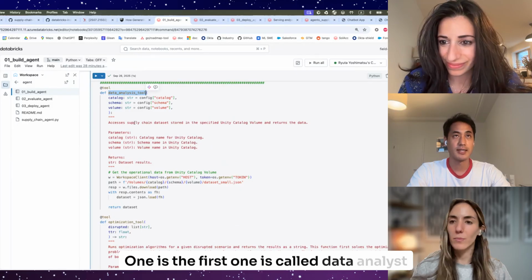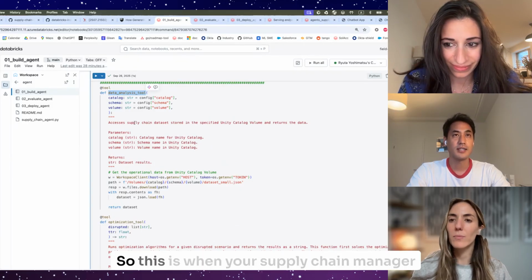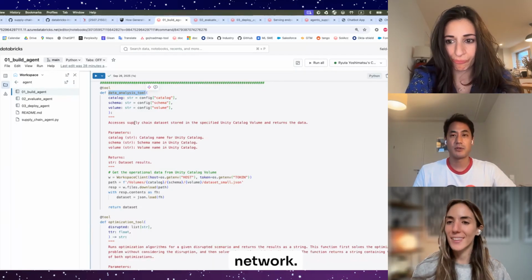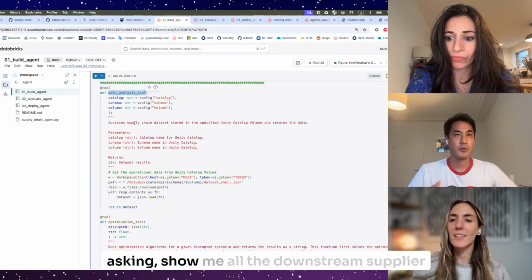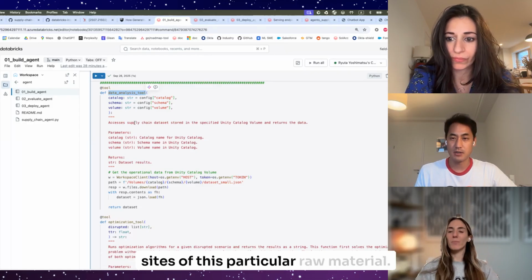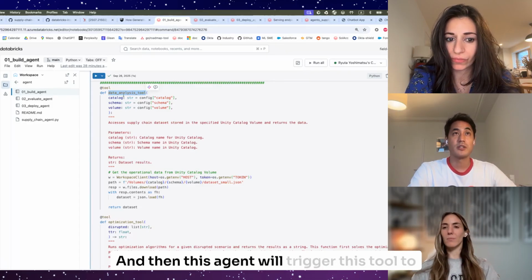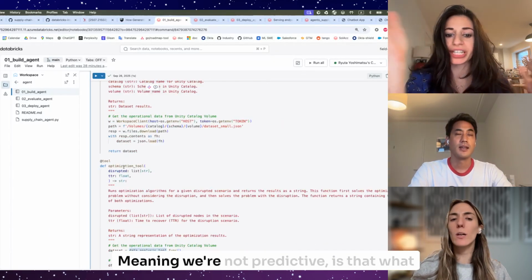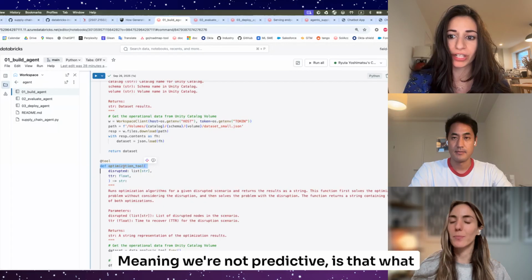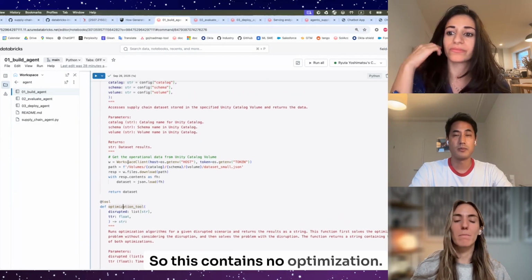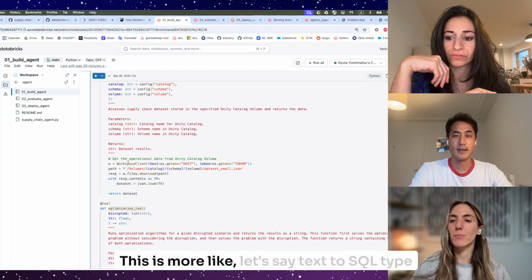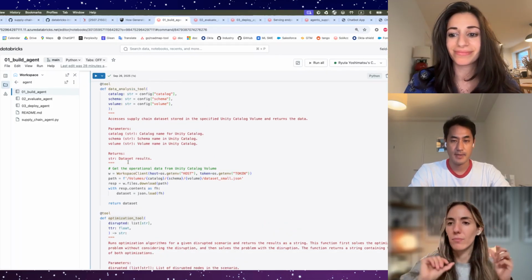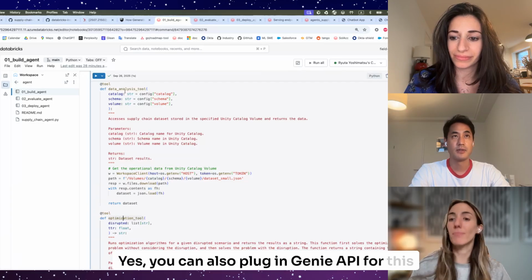The first one is called the data analysis tool. This is when your supply chain manager asks about the state of the supply chain network. For example, the supply chain manager asks, show me all the downstream supplier sites of this particular raw material. Then this agent will trigger this tool to tap into the database and retrieve the result. So this contains no optimization and no prediction. This is more like, let's say, a text-to-SQL type of tool, interacting with the data. Yes, you can also plug in the Genie API for this purpose as well.